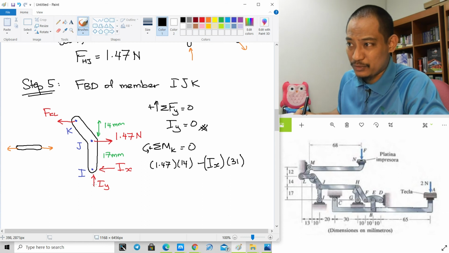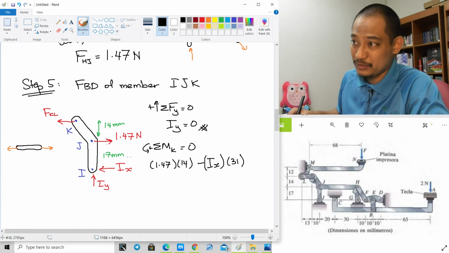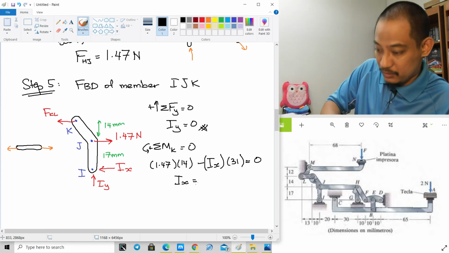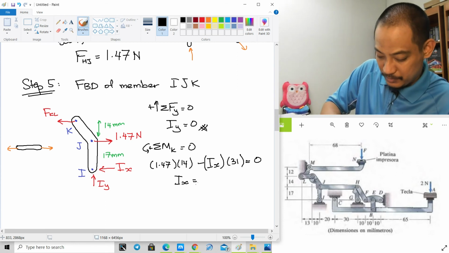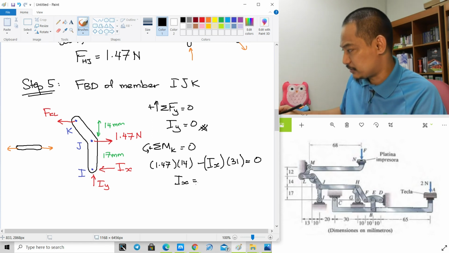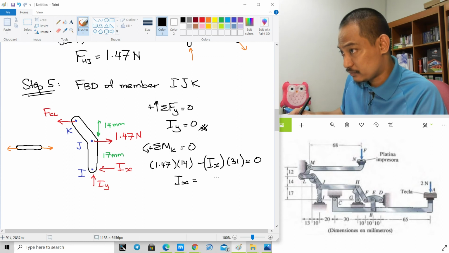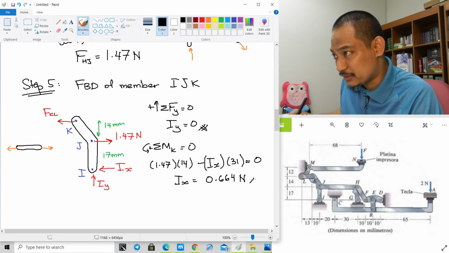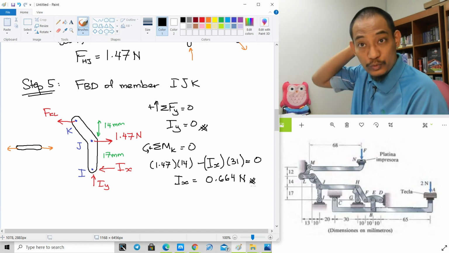And because Iy is 0 already, it doesn't produce anything. So this should be equal to 0. So based on this, Ix equal to 1.47 multiplied by 14 divided by 31, you get 0.664 Newton. We need to provide the unit as well, right? Okay. So you get that answer.